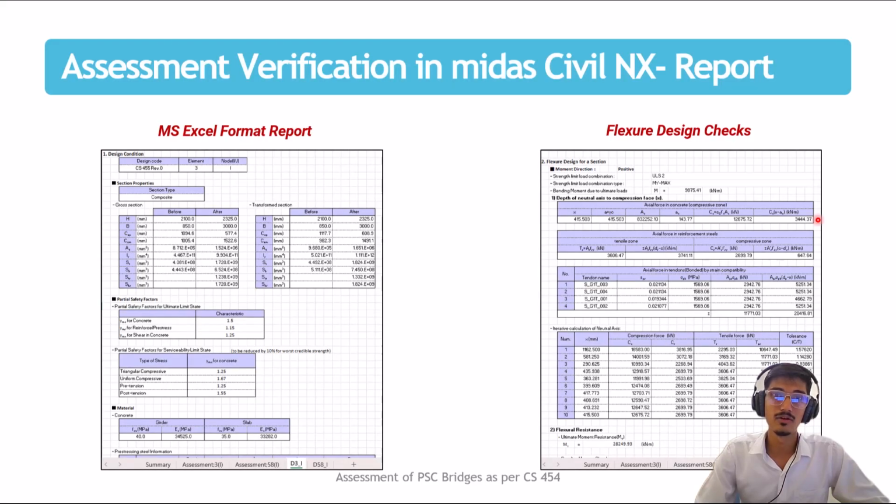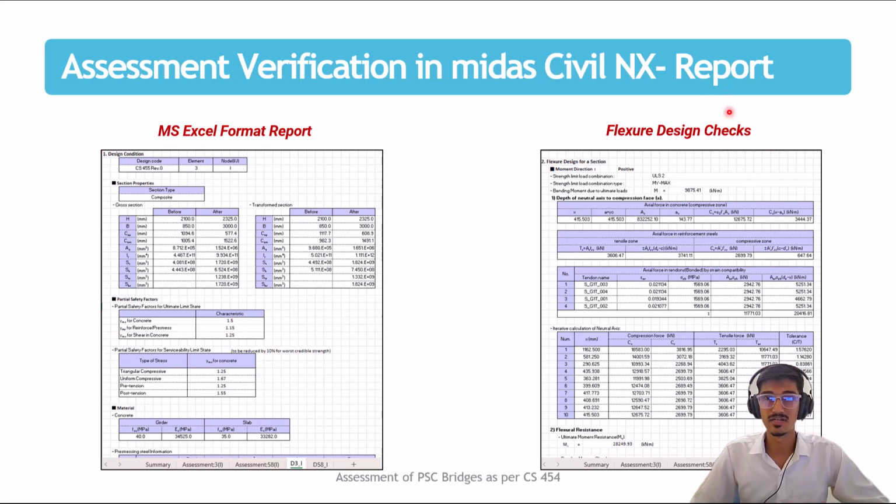Then at the end, we are going to see the report. So this is how the report is going to look. This is an MS Excel based report format. And the report clearly separates the assessment input, the applied combinations and factors, and the resistance calculation, which is calculated with respect to CS455, and those are compared.